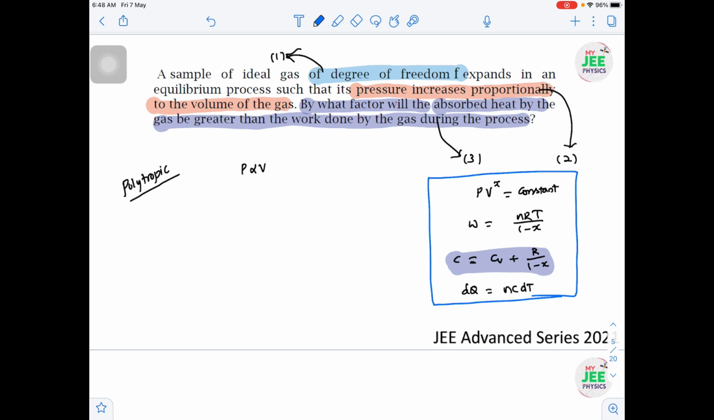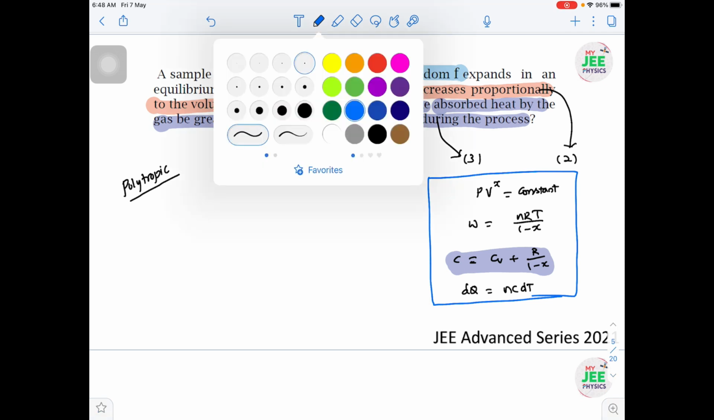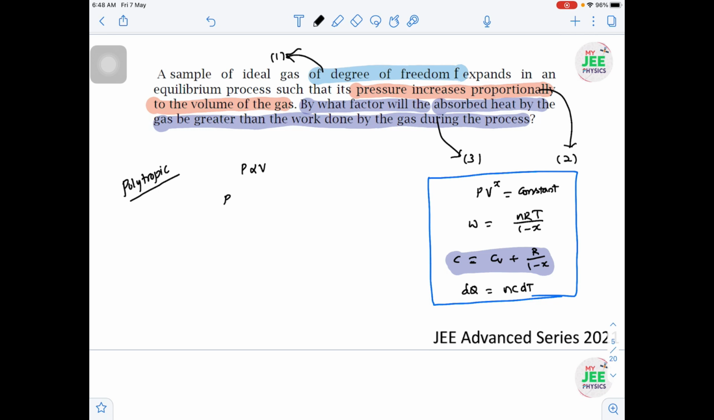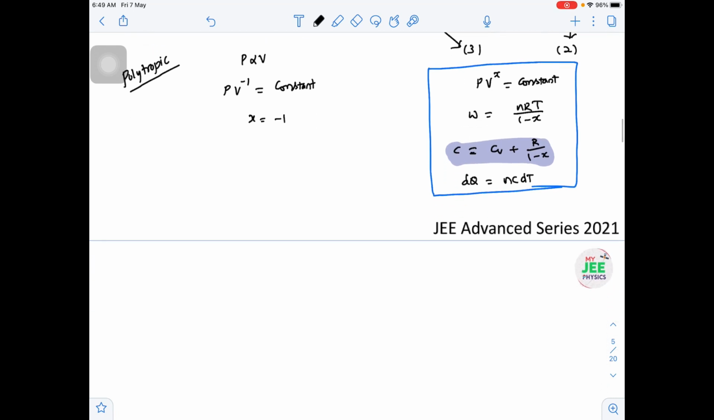In the polytropic process, if you can remember all these four equations, then you can solve the question. They are asking for the heat absorbed and work done, so both expressions we have here with us. Let us change in terms of polytropic. PV^-1 is equal to constant, so that means the x value is equal to minus 1. Then I'll write the small work done as nR dT by 1 minus x for the polytropic process, which is nR dT by 1 minus of minus 1, which is nR dT by 2. This is the small work done.